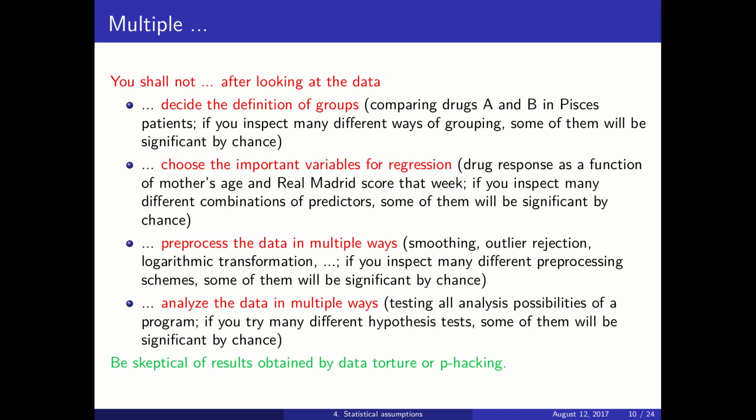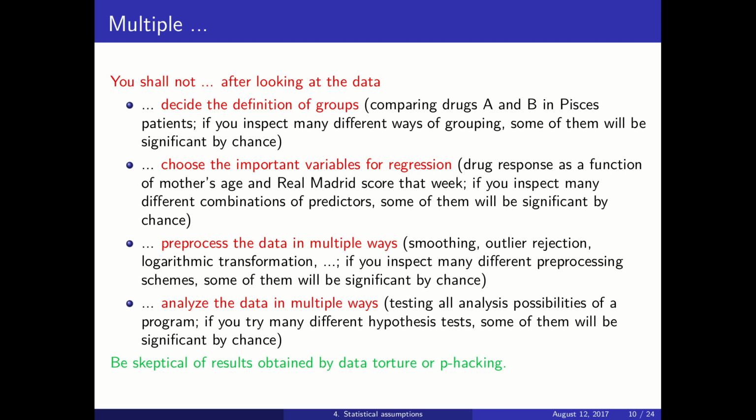Then you shouldn't choose the important variables for regression after looking at the data. If you have many variables, you might find that the drug response is really a function of the mother's age and the Real Madrid score that week. So you might always find significant correlations, but just by chance. If you look at many different combinations of predictors, some of them will be significant by chance because of the type 1 error.